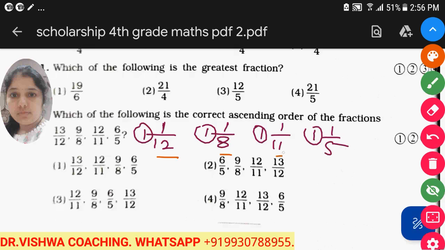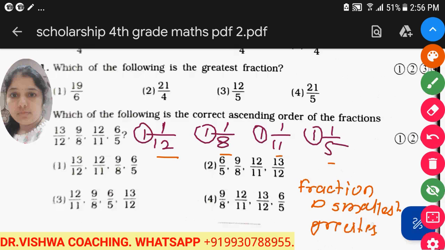Now if you look here carefully, you will see that everyone's numerator is the same, 1. So we know the fraction whose denominator is smallest, that fraction is greatest. Now which fraction's denominator is smallest? This one. So this is the greatest fraction. Now 6/5 is the greatest one.